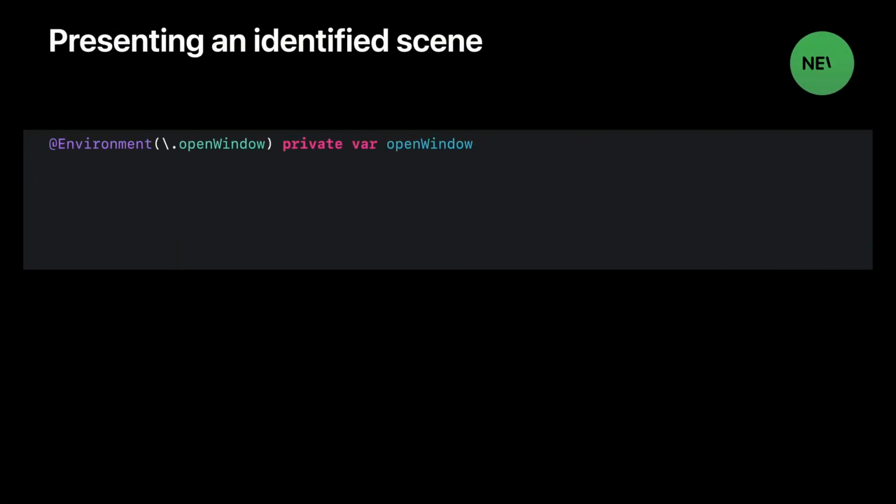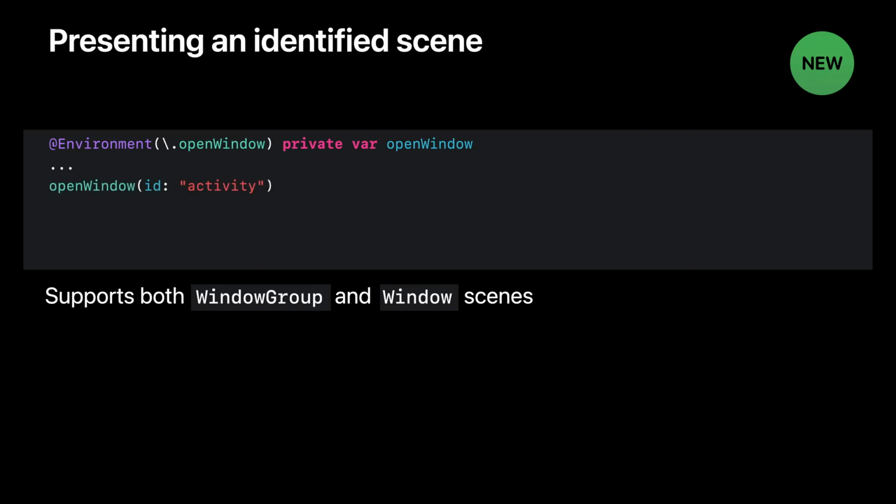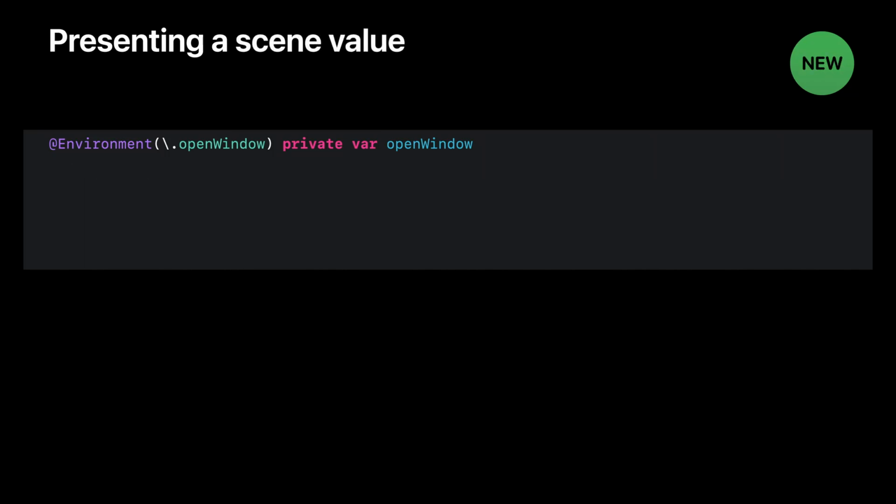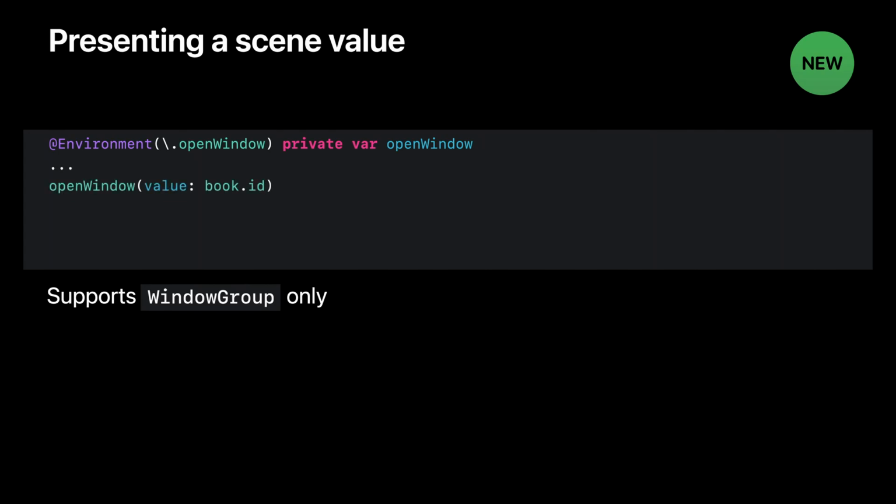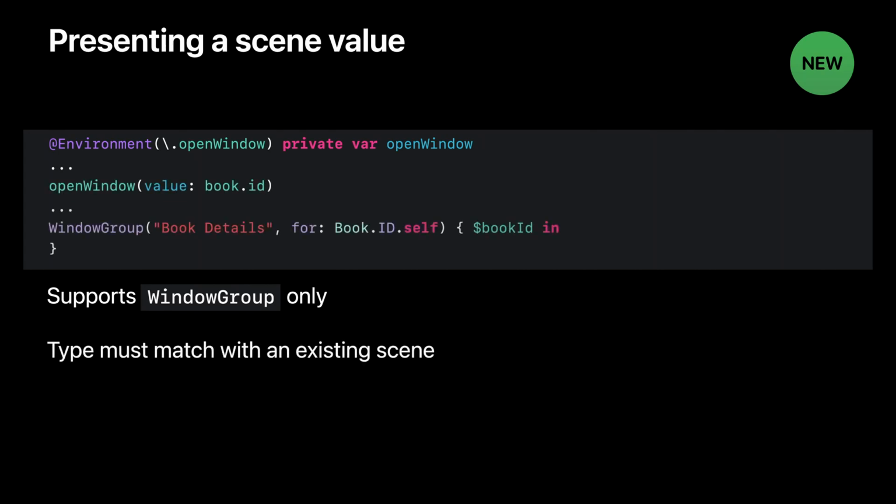SwiftUI provides several new callable types via the environment for presenting windows tied to the scenes your app defines. And the first of these is Open Window Action, which can present windows for either a window group or window scene. The identifier passed to the action must match an identifier for a scene defined in your app. Open Window Action can also take a presentation value, which the presented scene will use to display its contents. This form of the action is only supported by Window Group, using a new initializer that we'll take a look at shortly. The type of the value must match against the type provided to the scene's initializer.